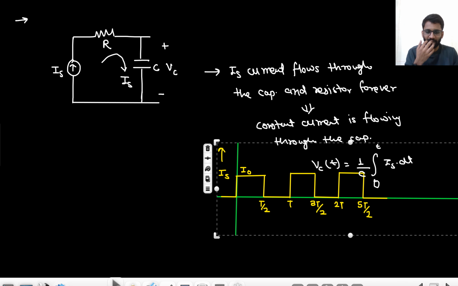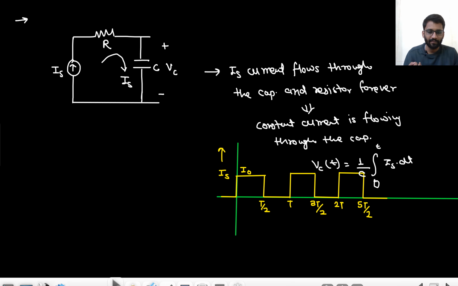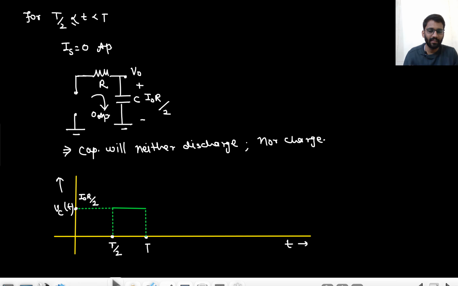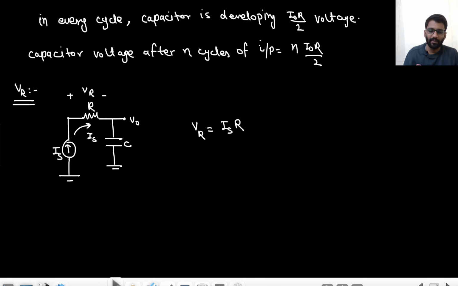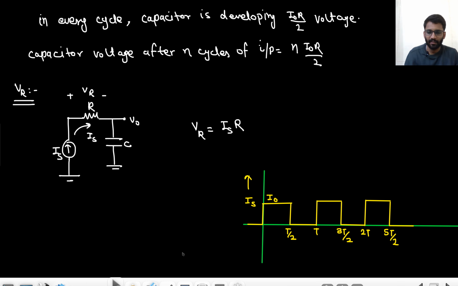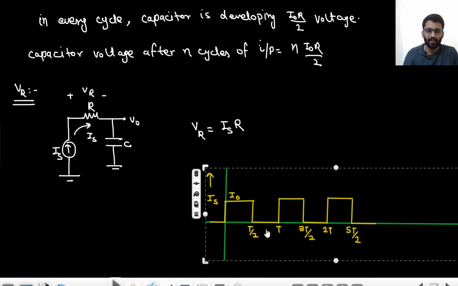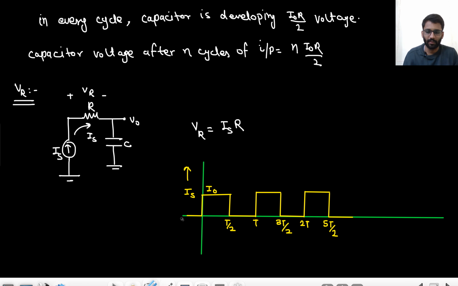What different will happen? Only the current will be replaced with the VR. So I will just replace this IS with VR and write I naught R, I naught R and I naught R. Okay, are you getting my point? The same input current multiplied with the resistor, so that would be the VR voltage.